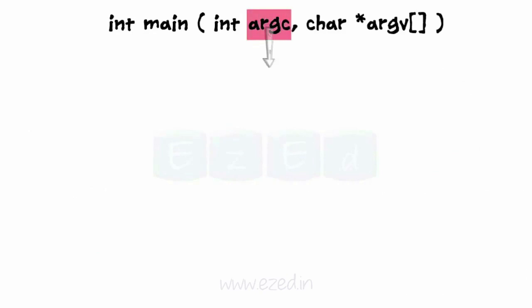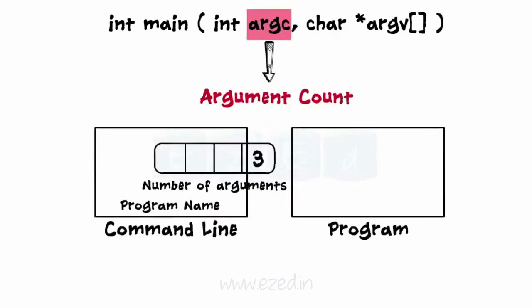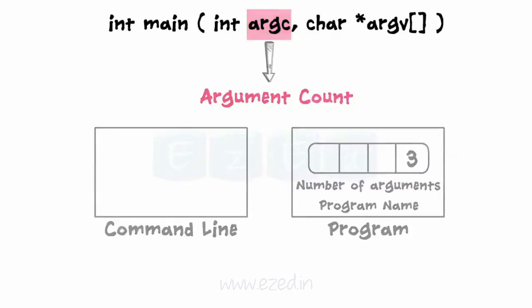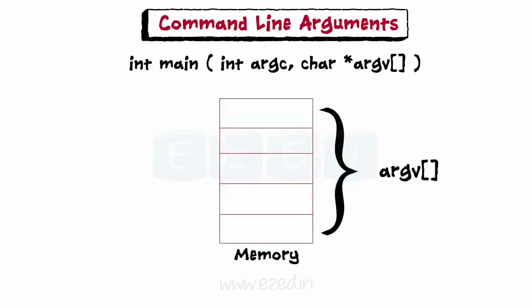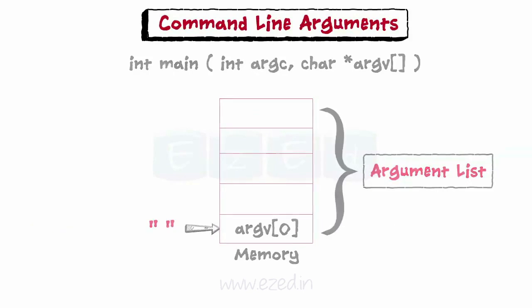The full declaration of main looks like this. The integer argc is the argument count. It is the number of arguments passed into the program from the command line, including the name of the program. The array of character pointers is the listing of all the arguments. argv[0] is the name of the program, or an empty string if the name is not available.